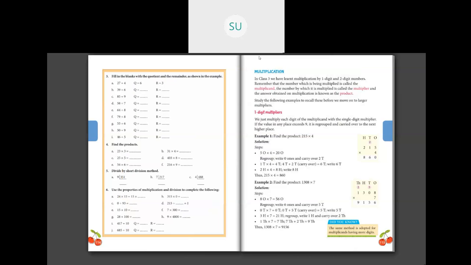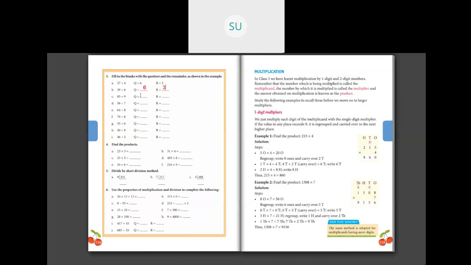Alright, question number 3. Fill in the blanks with the quotient and the remainder as shown in the example. So here we have to write the quotient and the remainder. First we divide and we write the quotient and remainder. So 39 divided by 6. Now does 39 come in the 6 table? No, it doesn't. So which is the number closer to 39 in the 6 table? We have 6 sixes, 36. Correct, so we'll write the quotient as 6. And then remainder, how much is 39 minus 36? It is 3. So remainder is 3.